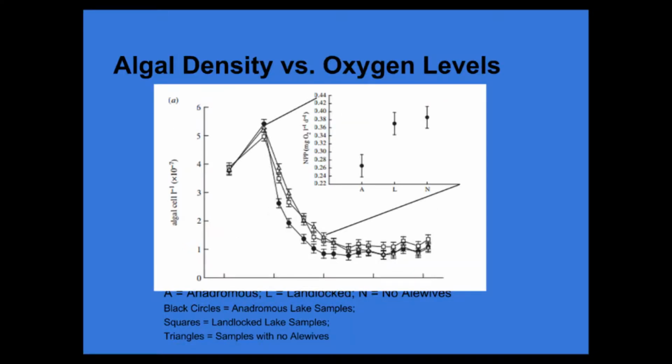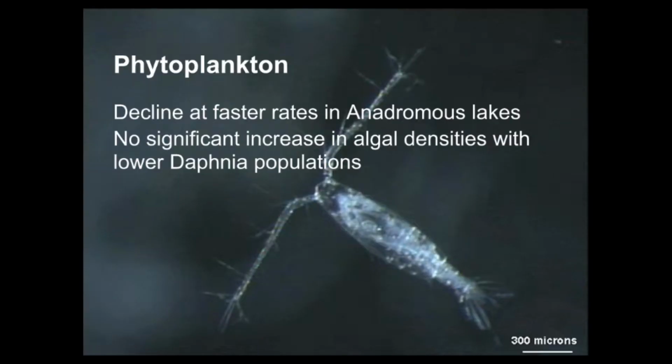This also has an impact on the phytoplankton densities in these ecosystems, where the phytoplankton actually decline at rates much faster in the lakes with the anadromous alewives than in the other ecosystems. The problem with this is when the daphnia populations decrease, there is no significant increase in algal densities. Therefore, oxygen levels are directly proportional to the amount of phytoplankton, which in turn does affect the entire ecosystem.